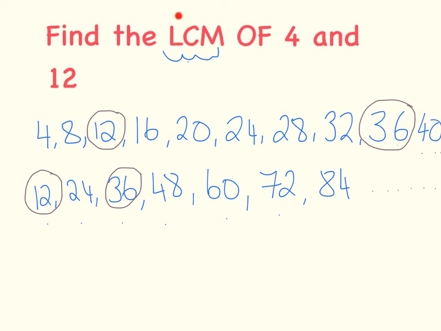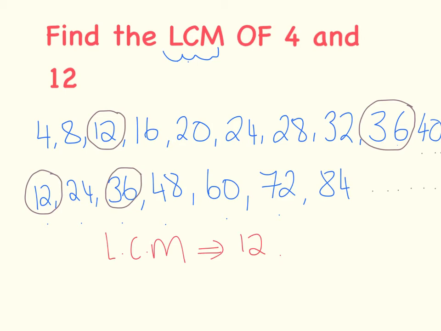Do we remember what the L stood for? The L stood for the lowest common multiple. So the common multiples are 12 and 36, but I'm asked to find the LCM, which is the lowest common multiple. So the lowest common multiple between the numbers 4 and 12 is 12. And that is the question answered.